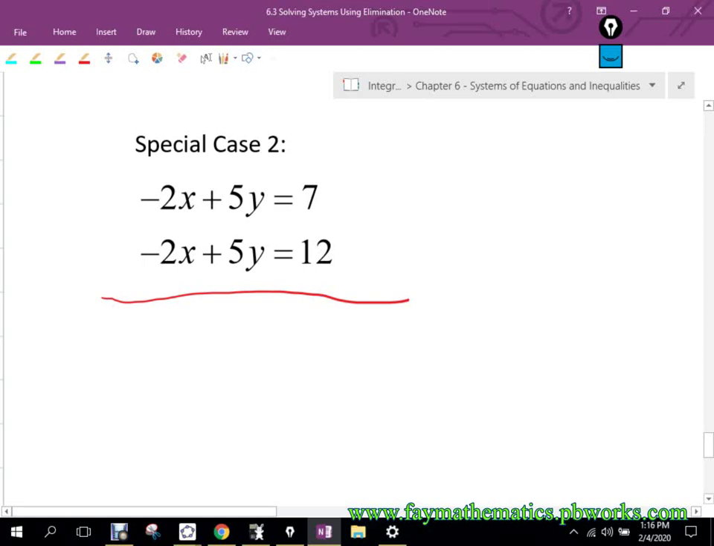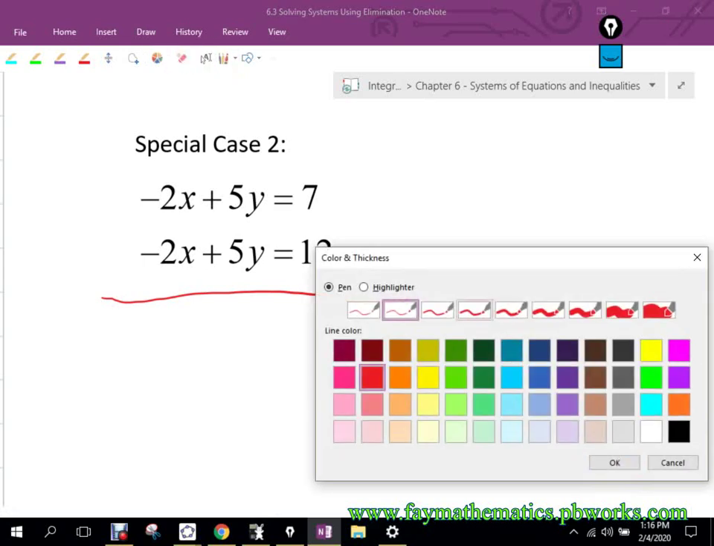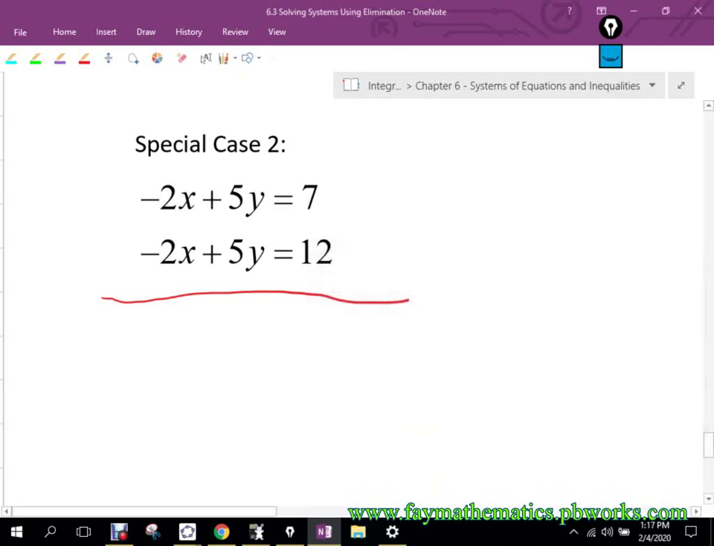Now what variable do you want to cancel out? X? So what do I need to multiply the bottom one by so that happens? Negative 1. Multiply by negative 1. So that will turn into a positive number. This will be a negative number, and that will be a negative number, right?